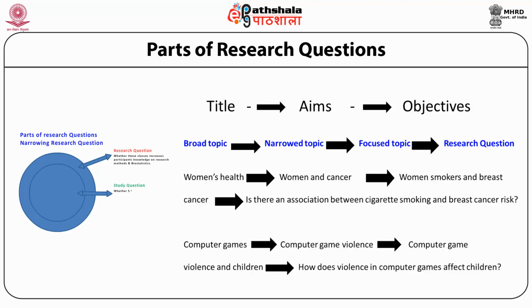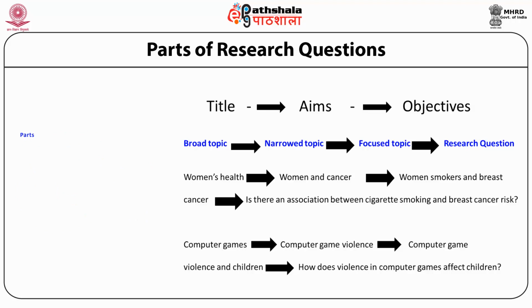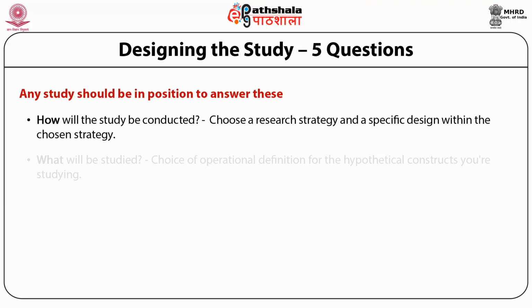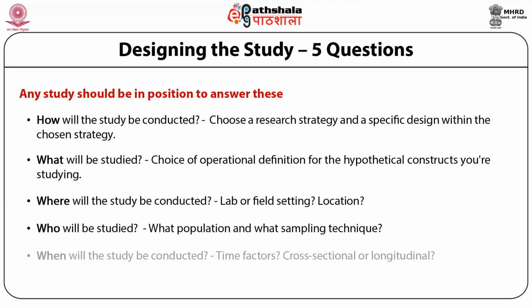Then second example, computer games is very big, so many games are there in the computer, and we are restricting ourselves to violent games. This is further narrowed down. Then all those games which are violent games, and among children only. Then how does violence in computer games affect children is my last research question, that is called your objective. One should explain how, what, where, who, and when should be answered by this research problem.